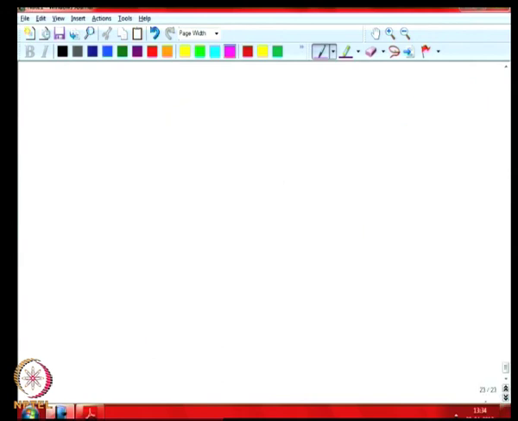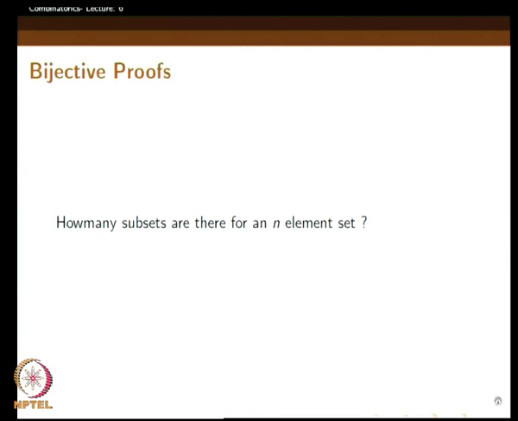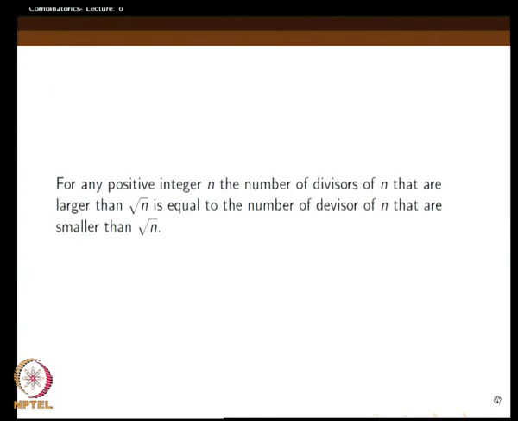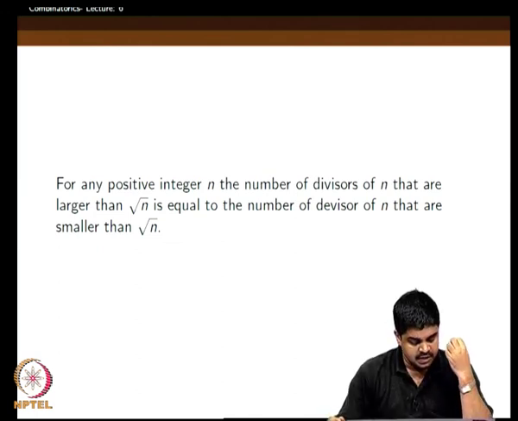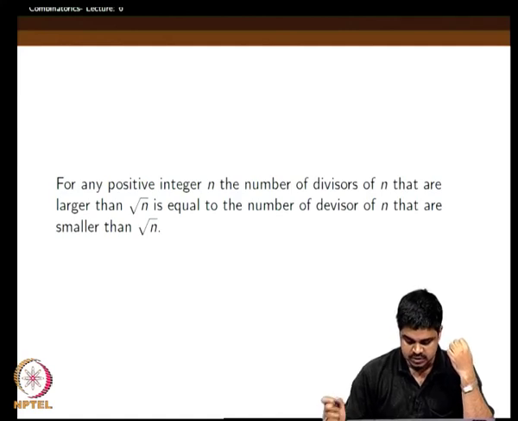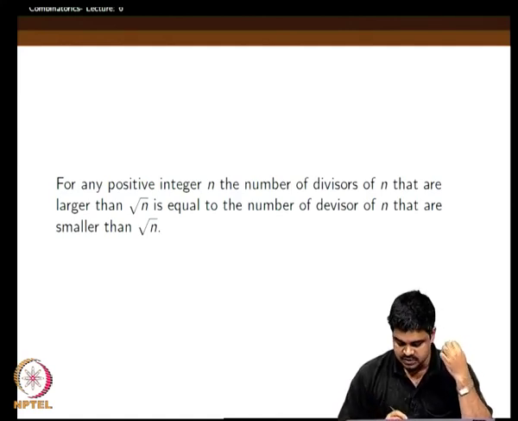The next one is another example for this bijection based proof. For any positive integer n, the number of divisors of n that are larger than root n is equal to the number of divisors of n that are smaller than root n.